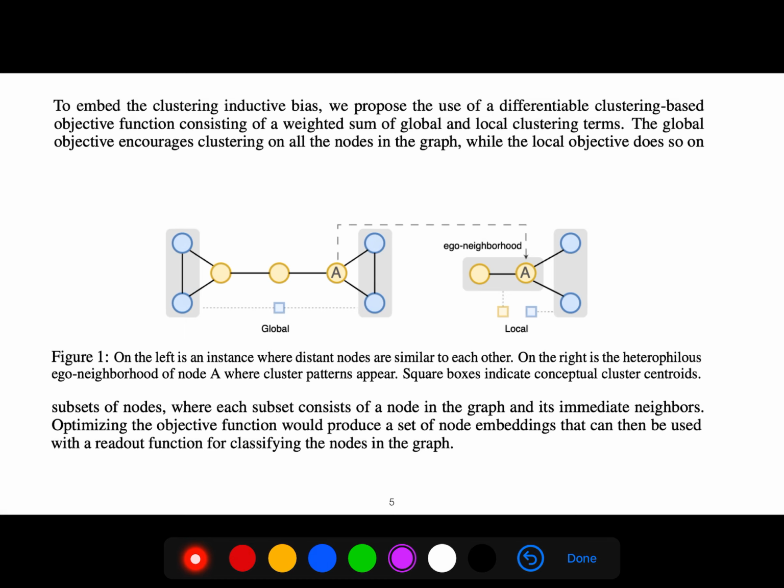So on the left is an instance where distant nodes are similar to each other. On the right is the heterophilous ego network of node A, where a cluster pattern appears. Square boxes indicate conceptual cluster centroids.